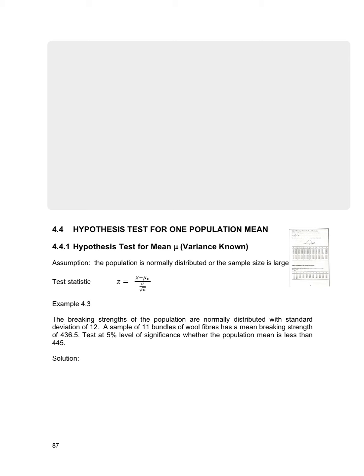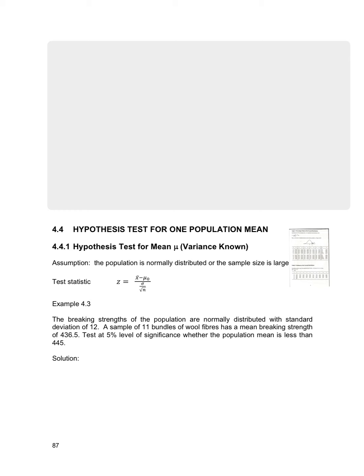Okay, so firstly, let's look into hypothesis test for mean, which is our first case, for variance known. If you still remember at the estimation topic, the first estimation formula that we looked into was for one population mean, specifically for when the variance of the population is known. So the assumption needed here is the population is normally distributed or the sample size is large. Okay, note.